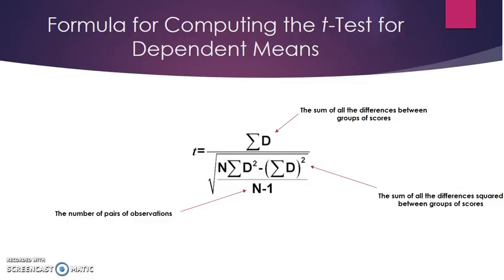This next slide gives you the formula for computing the t-value of a test for dependent means if you want to run the numbers by hand. Neil Salkin breaks it down in easy to understand terms. If you take a look, you'll see the sum of the differences between the 2 tests forms the numerator and reflects the difference between groups of scores.